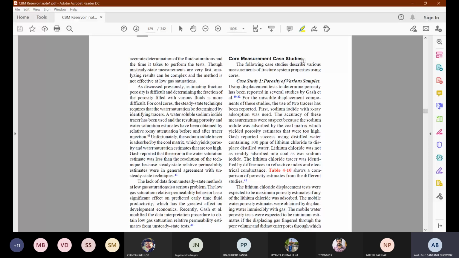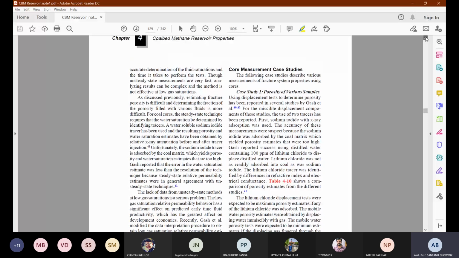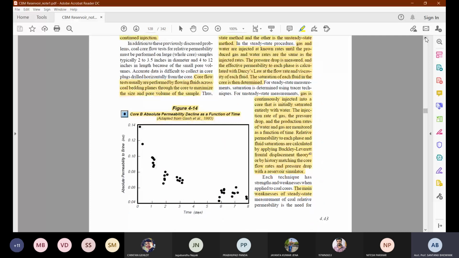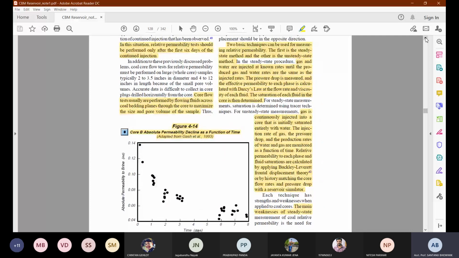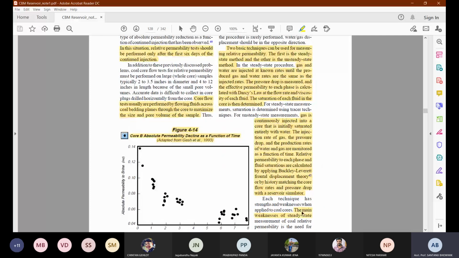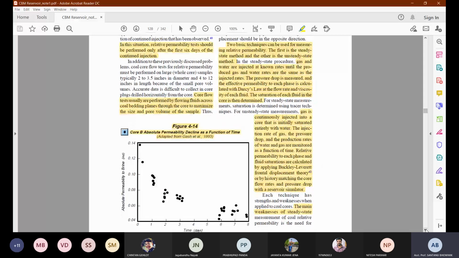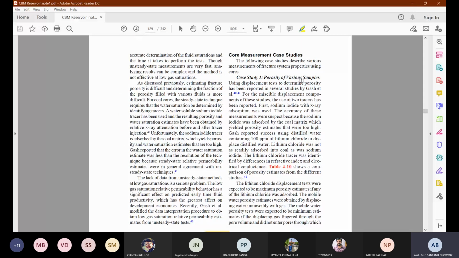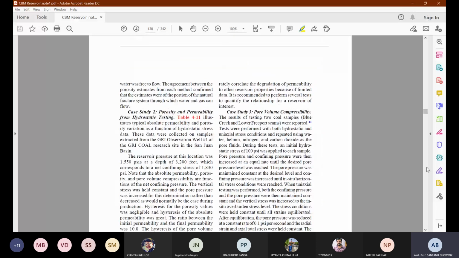Now these core measurement case studies, they have given some field records, they have given the field data for you to understand. So I am just skipping these core measurement case studies. But you have to understand a little bit of the differences between the steady state and the unsteady state. So please go through this text. You can skip the case studies. They have discussed four case studies, but I'll show you. You can see the data also.